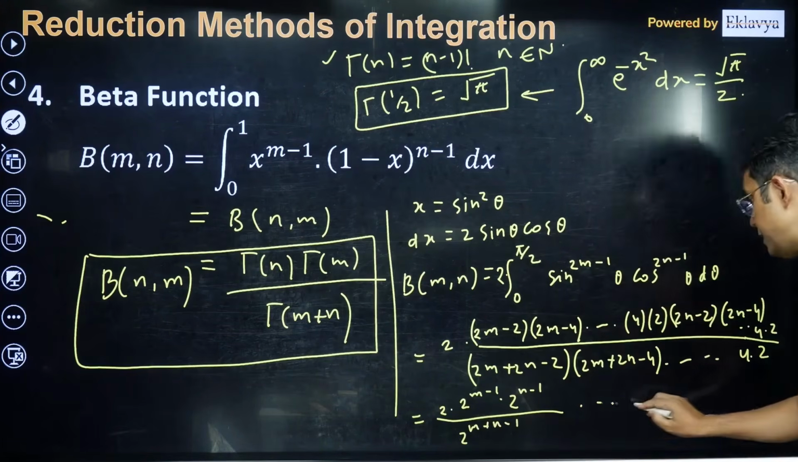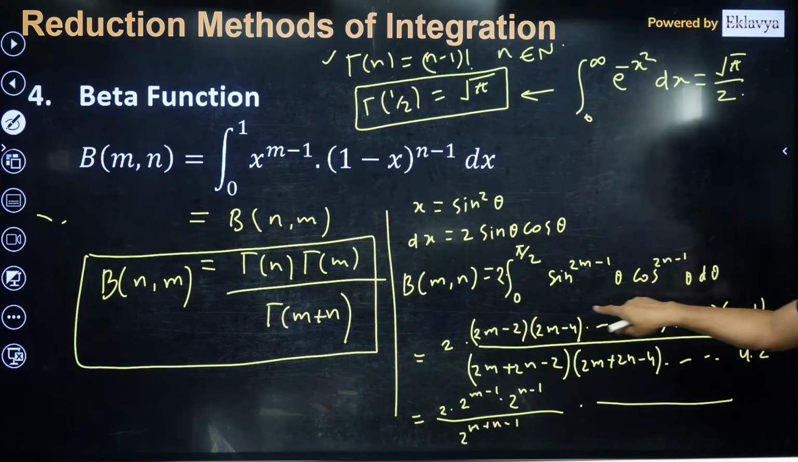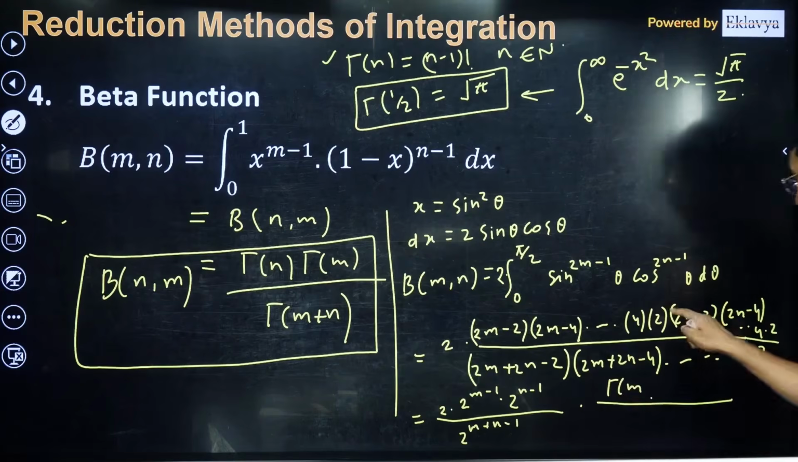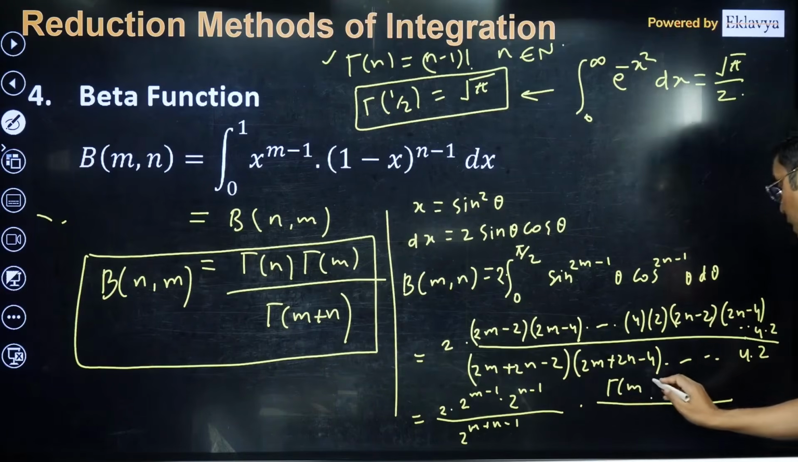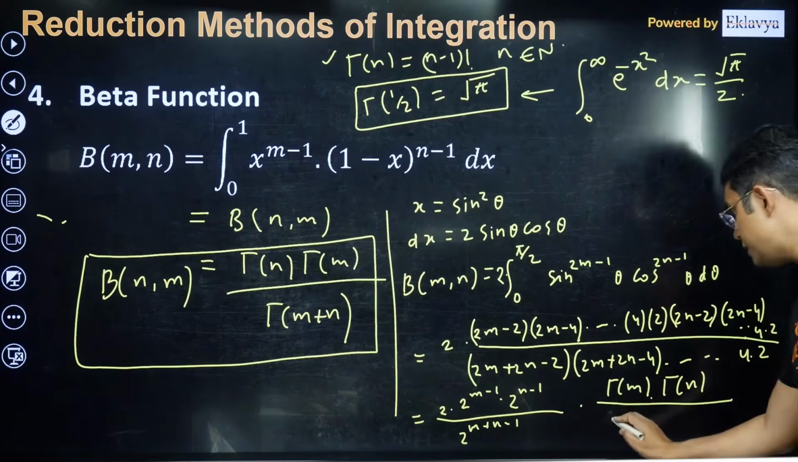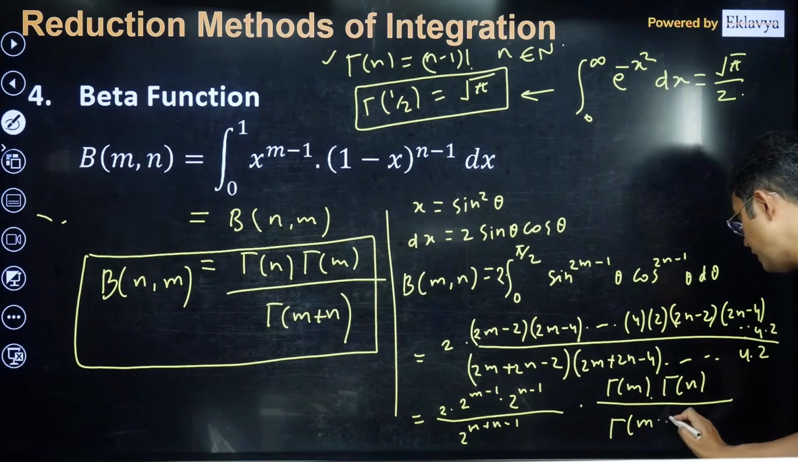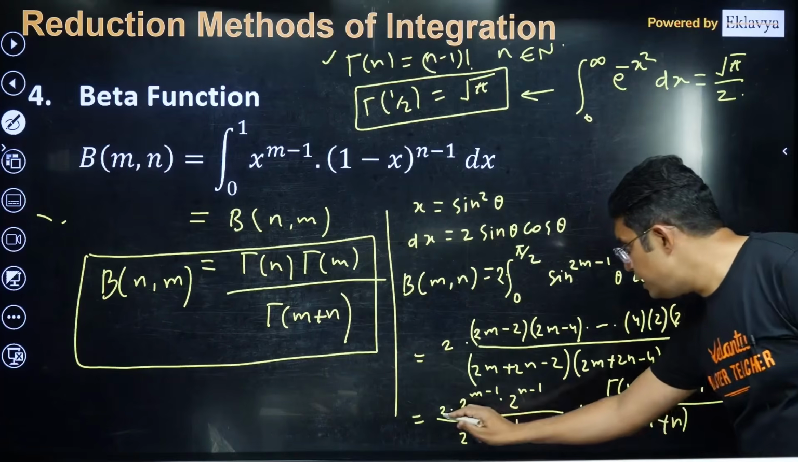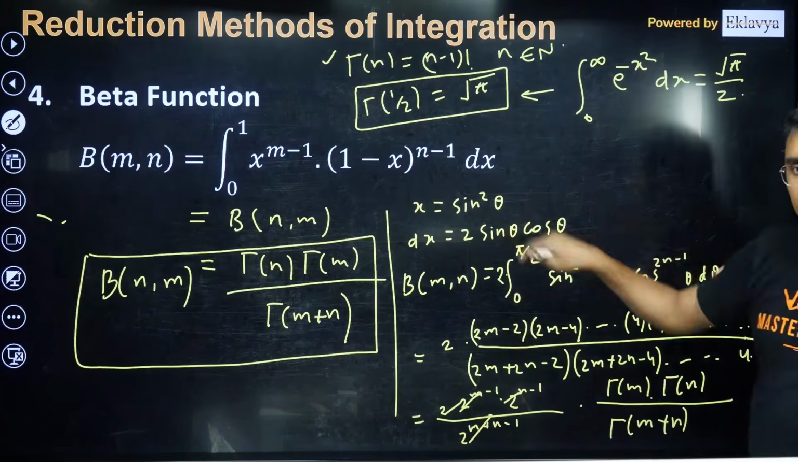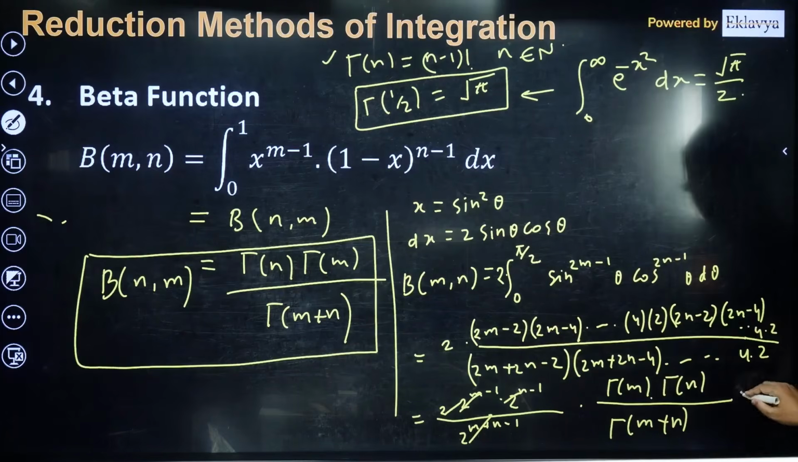And after that, I can write it directly because it is m minus 1 factorial, so it is gamma m. And this is n minus 1 factorial, so this is gamma n. And for the denominator, it is gamma m plus n. And you can see these powers are getting cancelled. So we are getting this beta mn is equal to this thing.